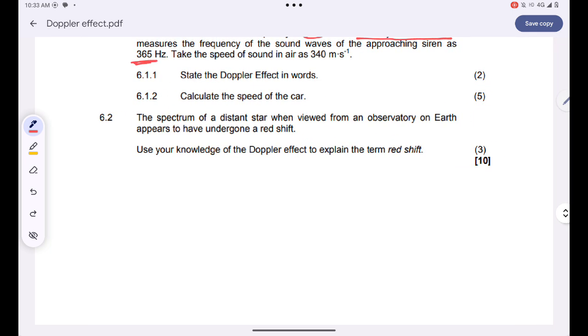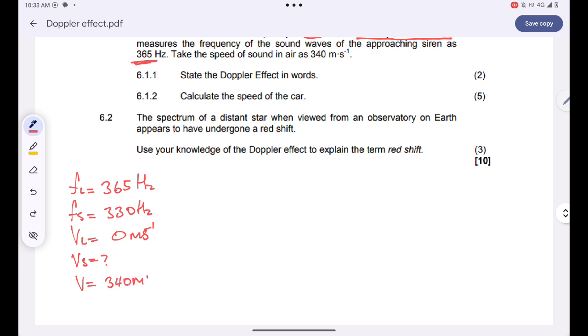Our information: I know that the frequency detected is simply 365 Hertz, and then the frequency of the source is 330 Hertz. The velocity of the listener is stationary, it's 0 meters per second. We don't know the velocity of the source, or rather the speed of the source. And the speed of sound in air is simply 340 meters per second.